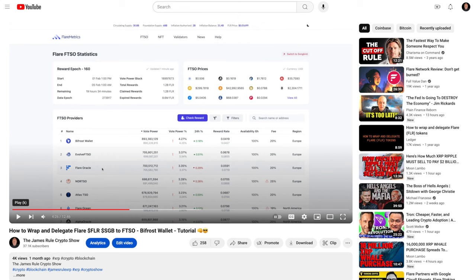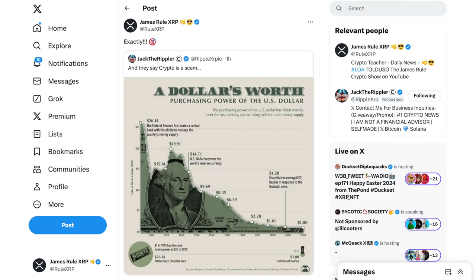Get your Flare and Songbird off of these exchanges. Put them in your Bifrost wallet. Be your own bank. Get your own Flare drops. Get your own passive income. And that's what it's all about.